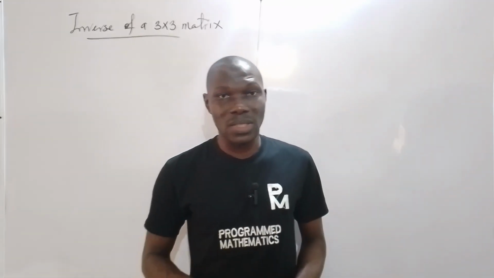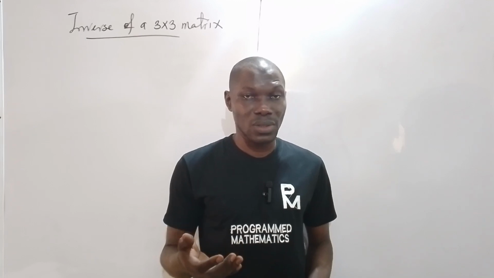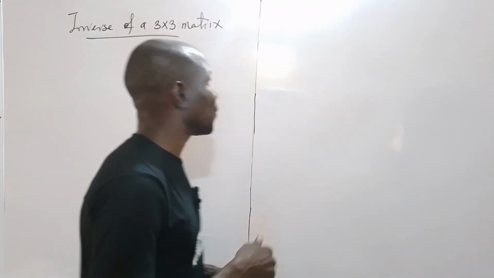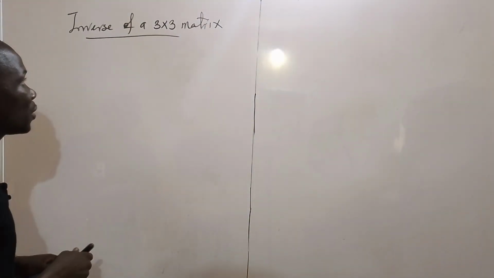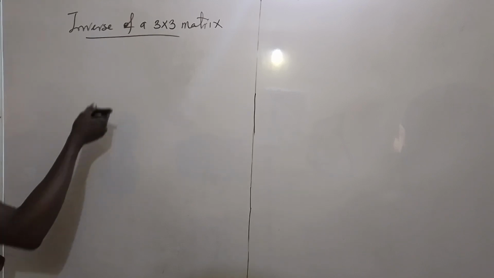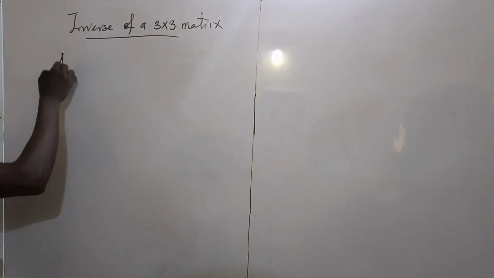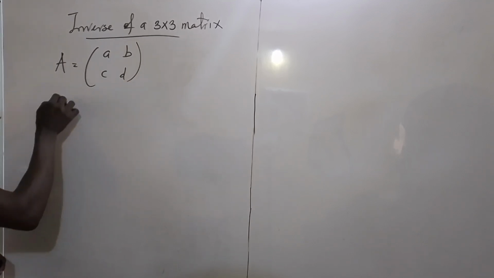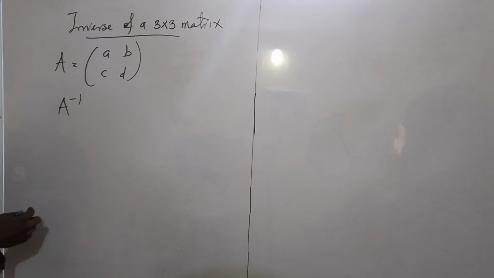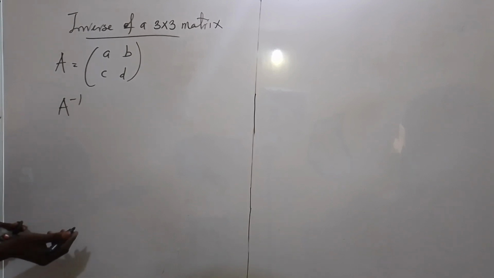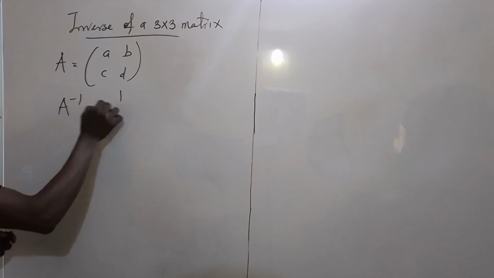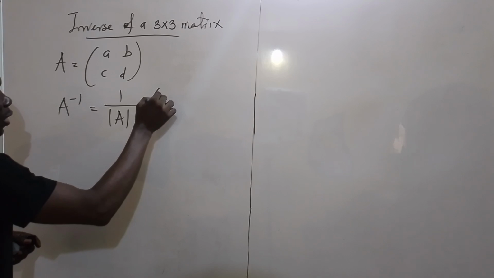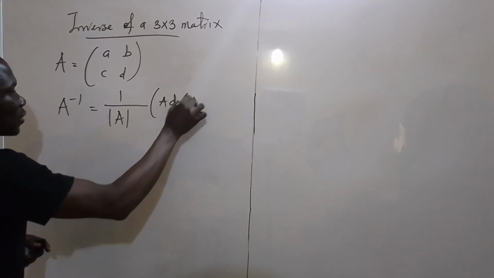So in the last video, I explained the inverse of a matrix, and particularly I discussed the part of 2 by 2 matrix. All right, so in this video, I'll be talking about the inverse of a 3 by 3 matrix. Now in the last video, for a given matrix A, which has the elements A, B, C, D, I told you the inverse for a 2 by 2 matrix can be calculated using a direct formula, which is 1 over the determinant of matrix A times the adjoint of matrix A.